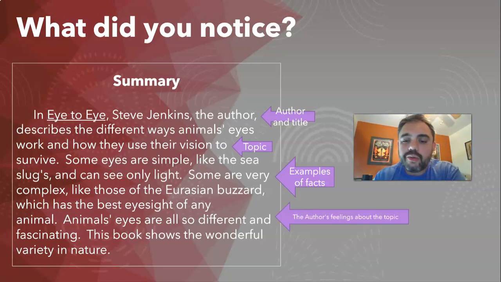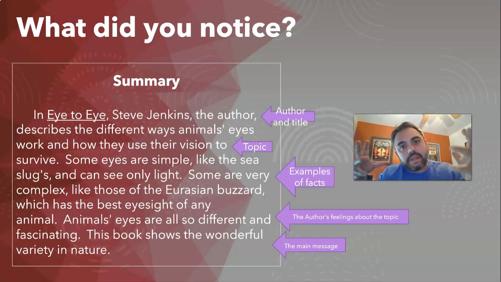I also included the author's feelings about the topic. Animals' eyes are also different and fascinating. And finally, I included the main message of the text. The main message, the overall big idea, is that there's a lot of variety in nature. The author just chose to show that big idea by using the different ways that animals use their vision to survive and their eye structures.